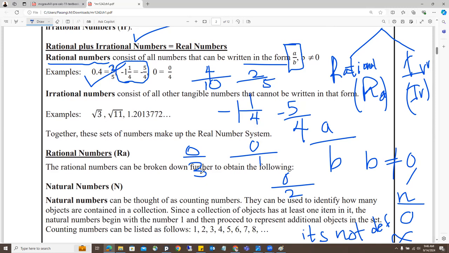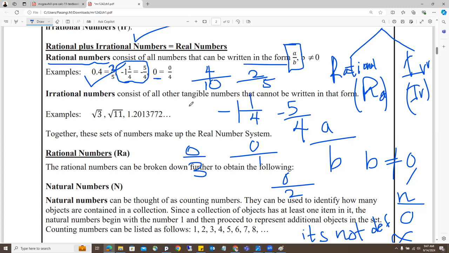So here, if it's 0, the numerator is 0. It can be 0 over 3, 0 over 1, 0 over 2, any number. Again, we have written it as a fraction, and the denominator is also not equal to 0. Because of that, 0 also belongs to the rational numbers. Is it clear? Yes. Okay.